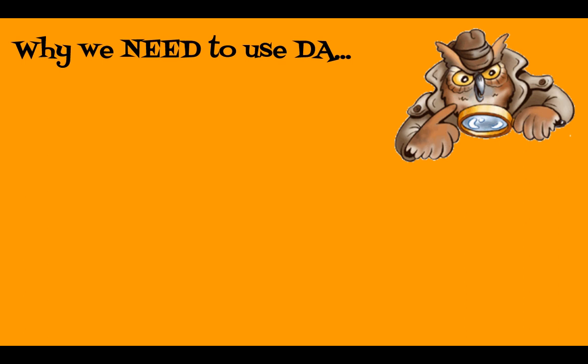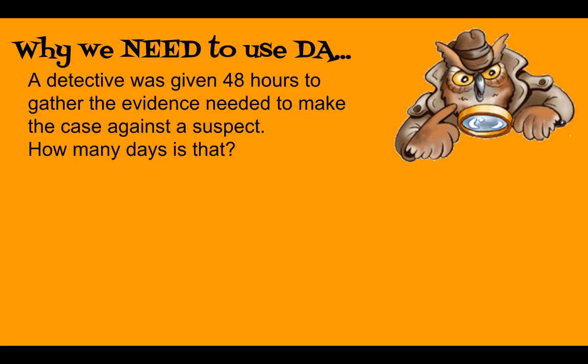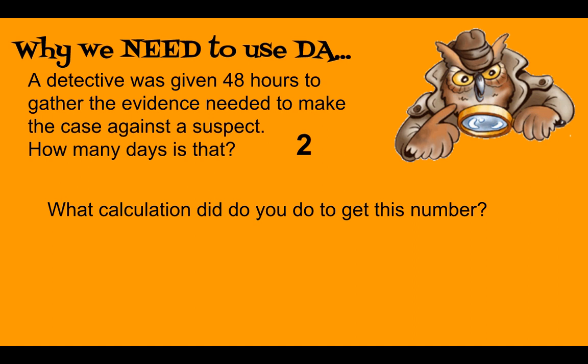Here's an example of why we need to use it. Here's the story. A detective was given 48 hours to gather the evidence needed to make a case against a suspect. How many days is that? You probably said 2 without even thinking. 2 it is. But in fact, you did do a calculation in your head in order to get this number.